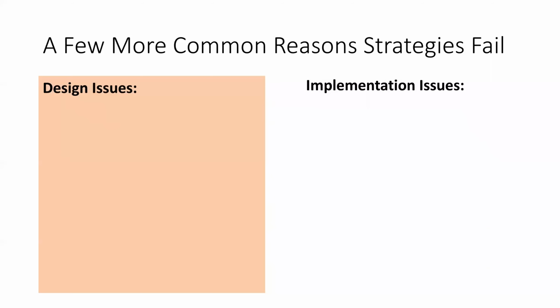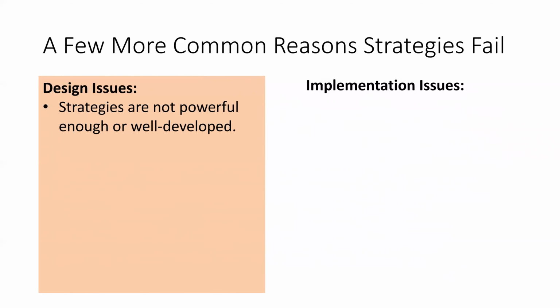So design issues. Sometimes we have some strategies that are good, but they're just not quite powerful enough or well developed. So they're heading in the right direction. The intention is good. There may even be some parts of the strategy that are strong, but overall, the strategy is just what we would call weak. There's not enough to it that is actually going to be powerful enough to shift the system issues that we're targeting. So it may be that they're not powerful enough. It may be that they're just underdeveloped. It just needs a little more robustness to the strategy in order to actually be effective.